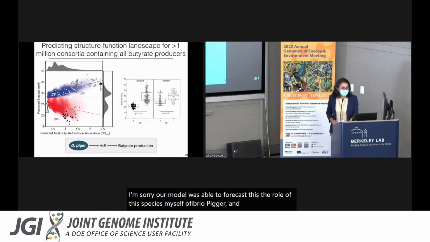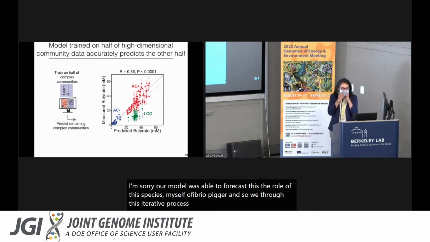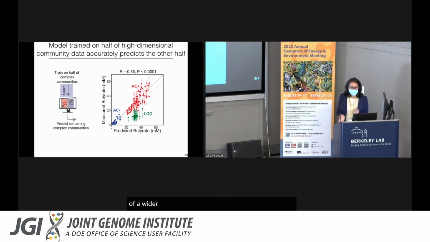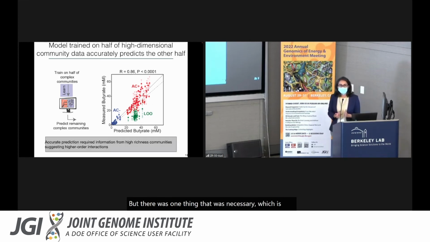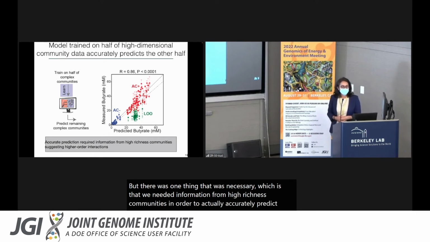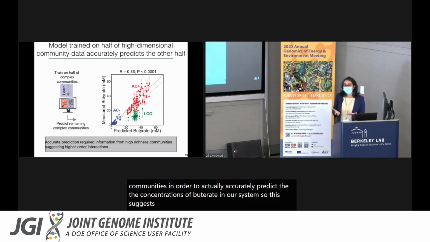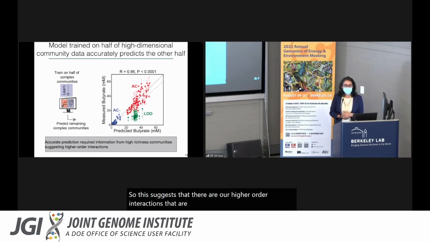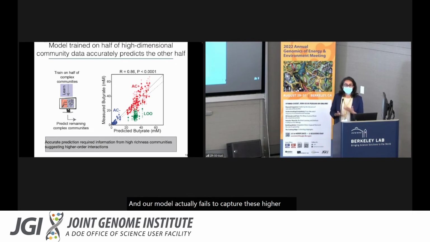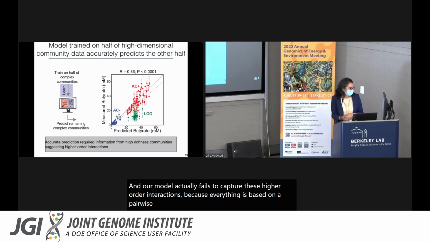Through this iterative process, we tested whether our model could accurately predict butyrate concentration across a wide range of community contexts, and found that the model was quite accurate. But there was one thing that was necessary, which is that we needed information from high richness communities in order to accurately predict the concentrations of butyrate in our system. So this suggests that there are higher order interactions that are shaping important metabolic functions like butyrate. And our model actually fails to capture these higher order interactions because everything is based on a pairwise model.